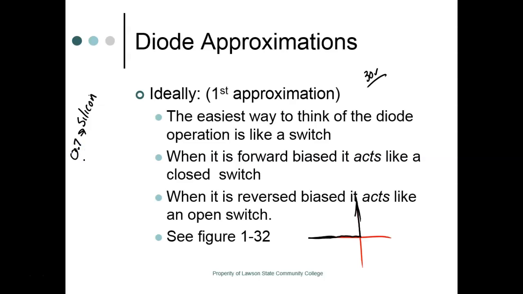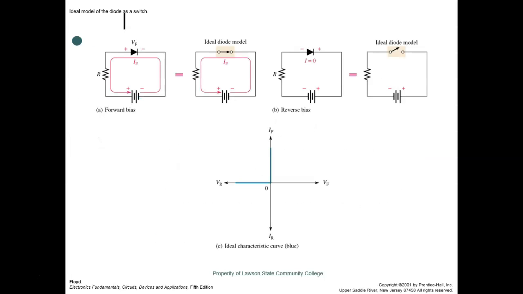And what for germanium? Anybody remember? 3/10. Yeah. This is by far the most prevalent right here. All the diodes that we're going to be using are going to be silicon diodes, except in one of our labs. One of the first labs we're going to do, we're going to check a bunch of diodes with an ohm meter, and determine if it's germanium or silicon, and then if they're good or bad. I think all of these are good. So this is first approximation right here.